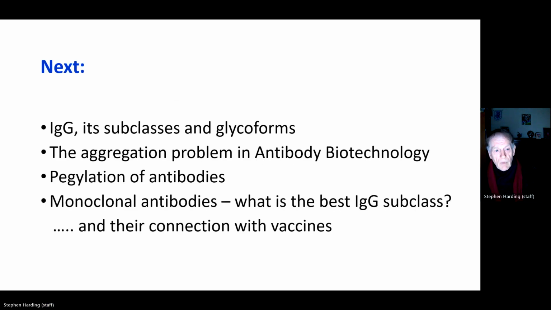So next, we're going to consider in some detail IgG, its subclasses and glycoforms with the Roy Jefferis material. We're going to consider the aggregation problem in antibody biotechnology, how this is detected using what we call gold standard FDA approved technologies. That's focusing on the analytical ultracentrifuge.